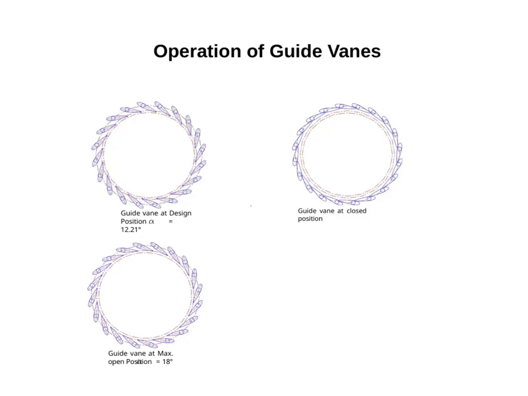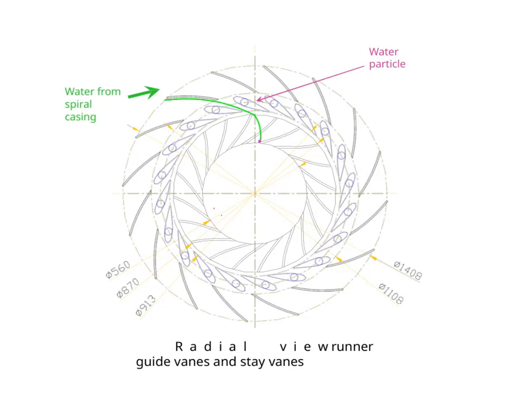Let's talk about how guide vanes operate. When fully open, they reach an angle of 18 degrees. At the design position, which is where they typically work most efficiently, they sit at 12.21 degrees. Of course, they can also close completely when needed. These positions control the flow and direction, making sure everything runs smoothly and efficiently. Understanding these angles helps us grasp how the system adapts to different conditions.